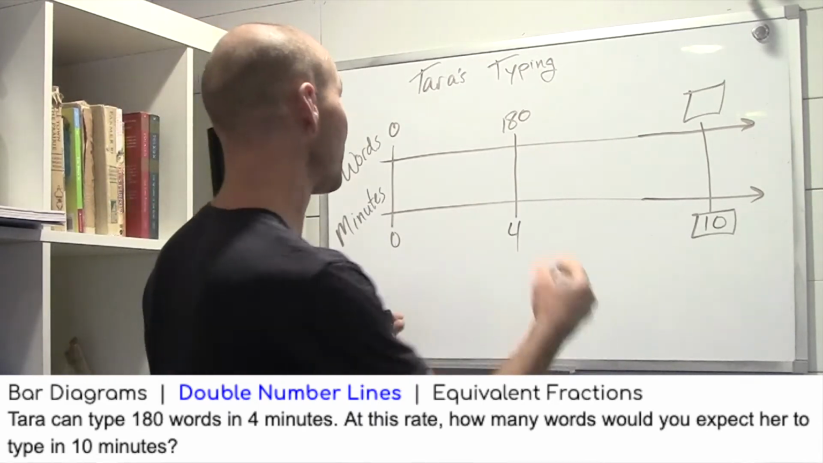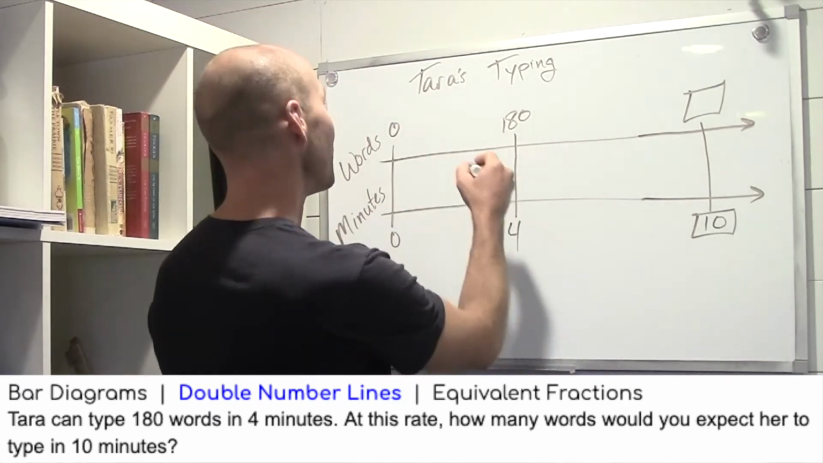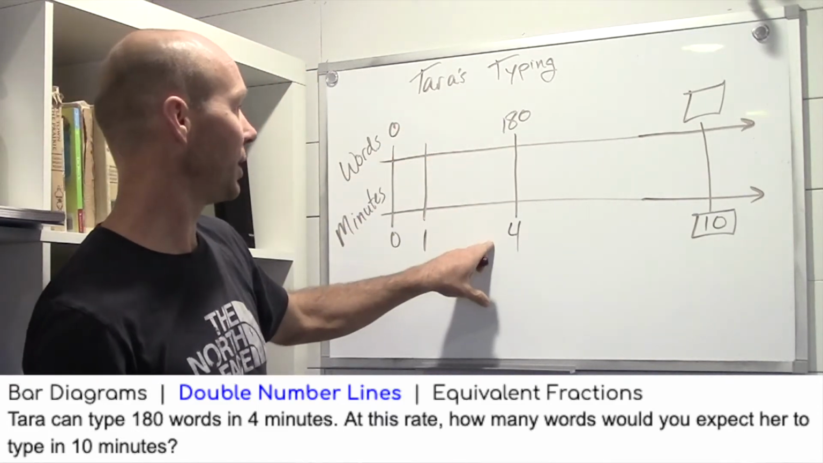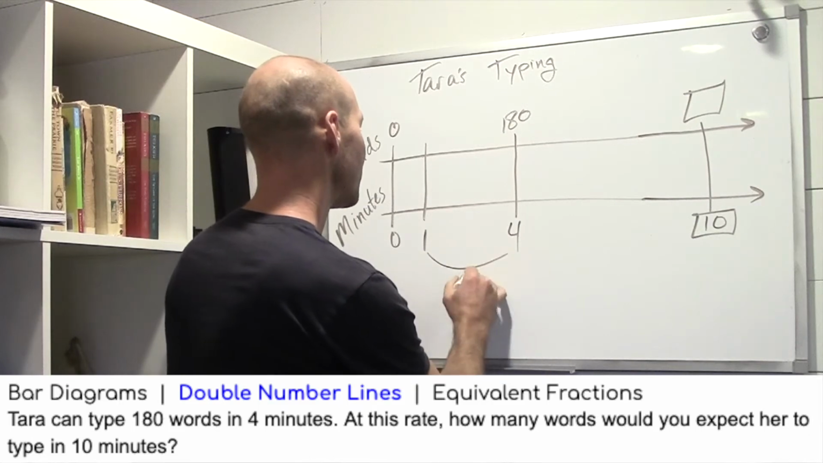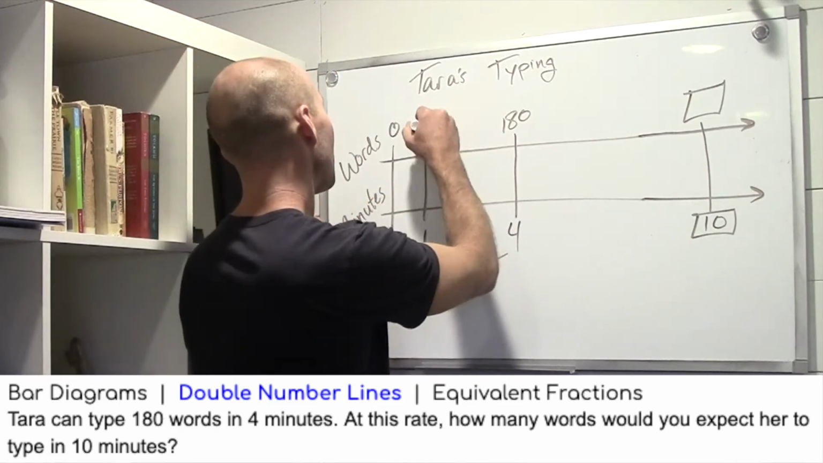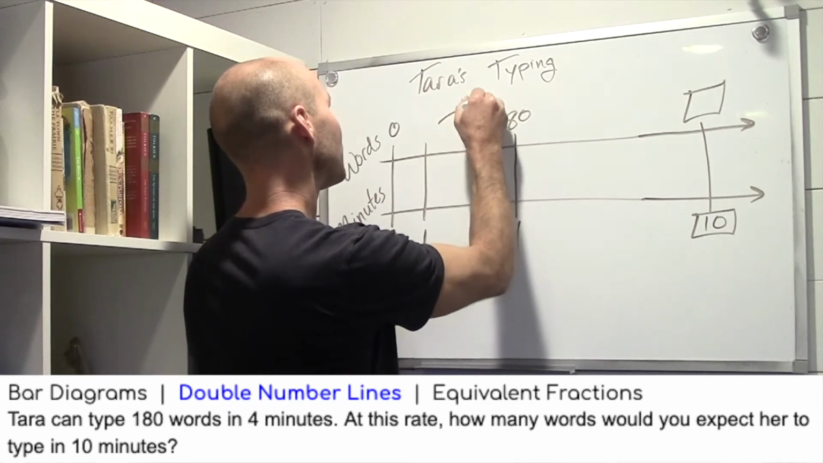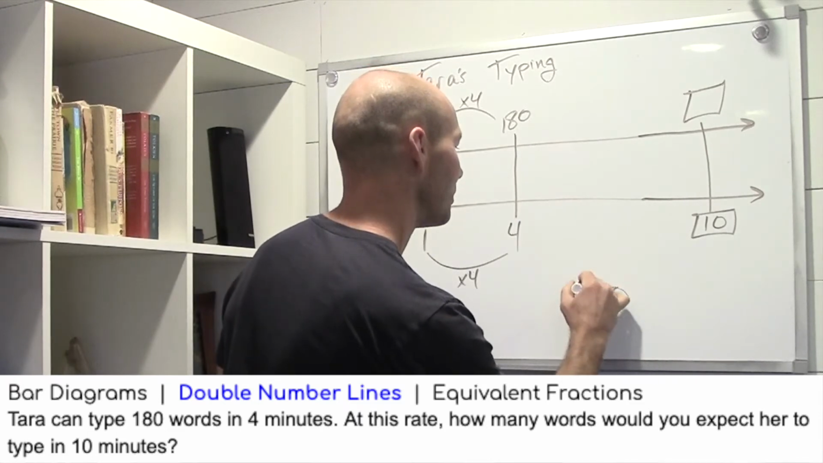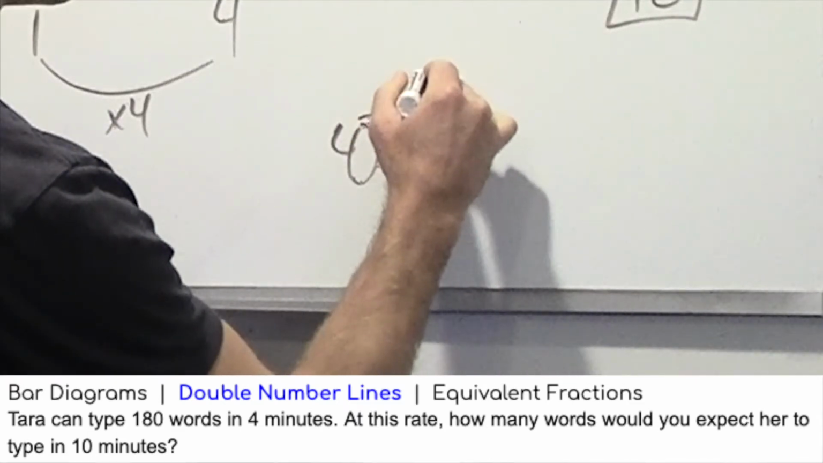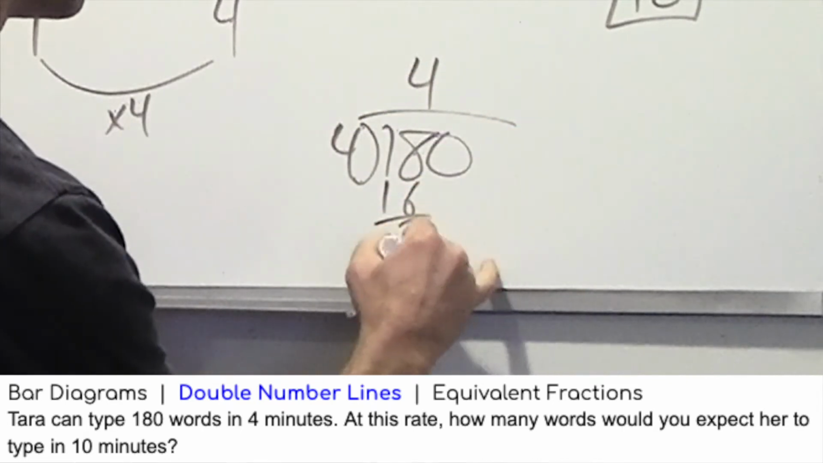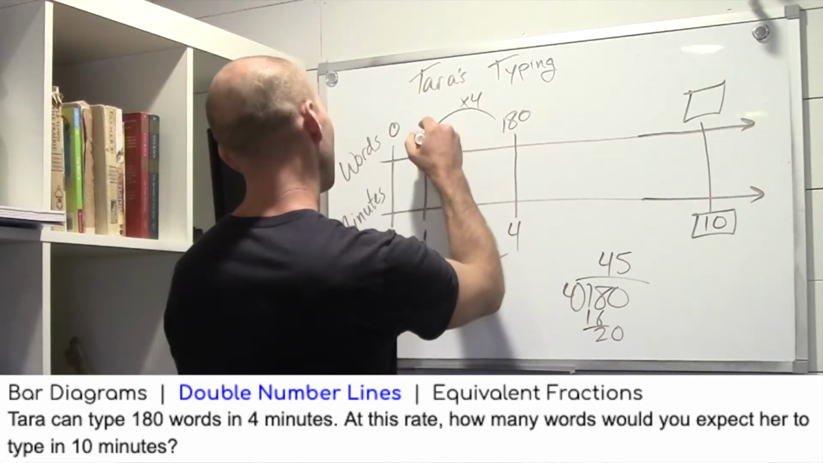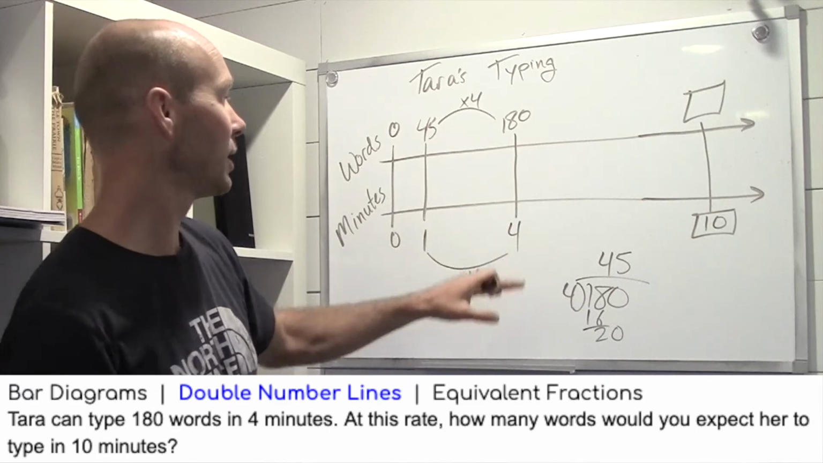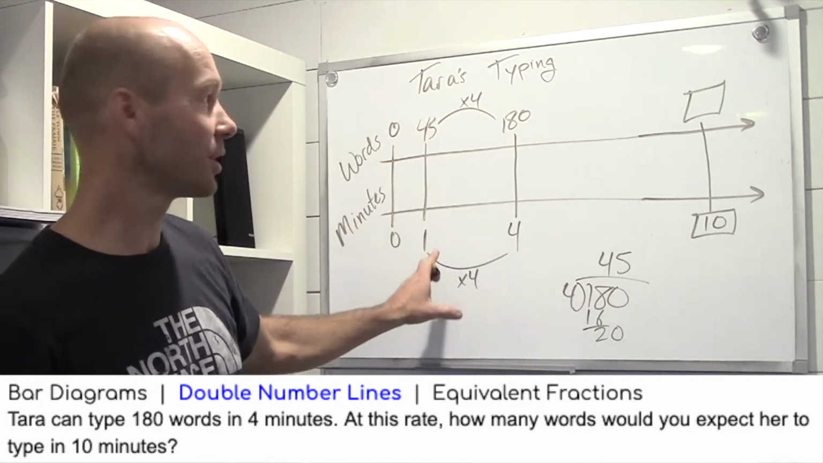But it's a little bit easier on this one just to go down to a unit rate, right? So if we have 180 in 4 minutes, then we can go down to a number of words in 1 minute. Well, 1 times 4 is 4. So something times 4 is going to be 180. Well, I just need to divide 180 by 4. And I get 45 words per minute. Every minute that she types, she does 45 words in 1 minute.